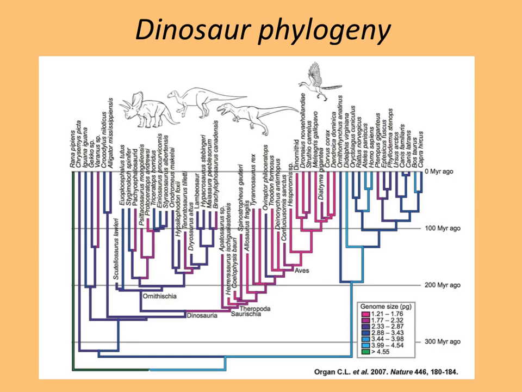This is a dinosaur phylogeny. You can see where birds show up. They're actually part of the tetrapod dinosaurs. There's a whole bunch of different kinds of dinosaurs. You can see how they split. There were a couple of major splits that then gave rise to other kinds of dinosaurs. Birds are more related to tetrapods like Tyrannosaurus rex than they are, let's say, to Triceratops.